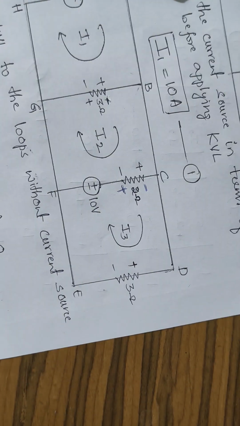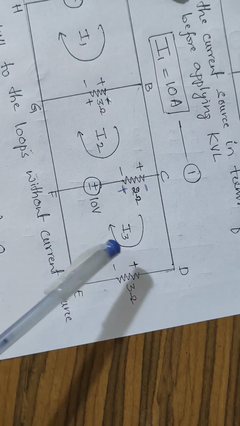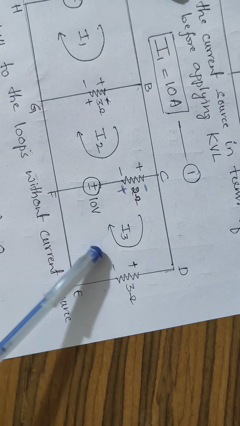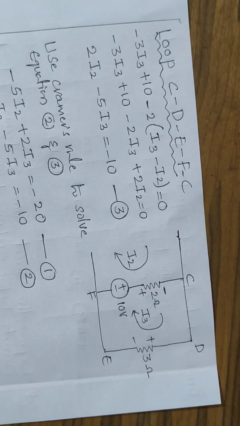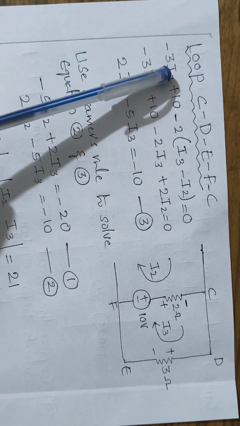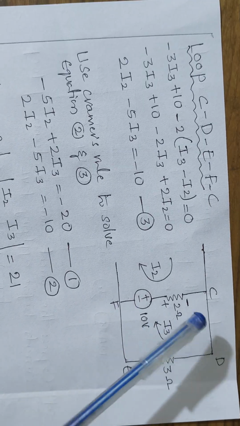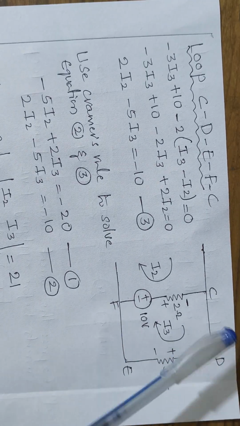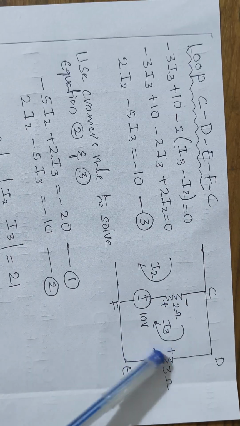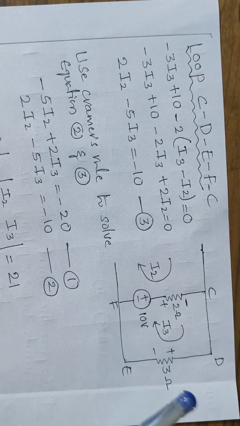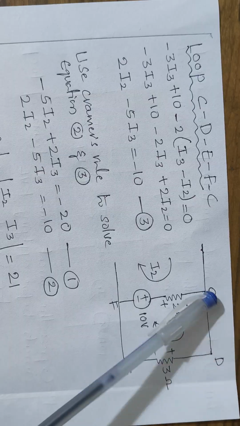Now we have to apply KVL to this loop. That is the loop with loop current I3. So here I have redrawn this part, the third loop. So it is C, D, E, F, C. That is the loop with the loop current I3. Okay, C, D, E, F, C.